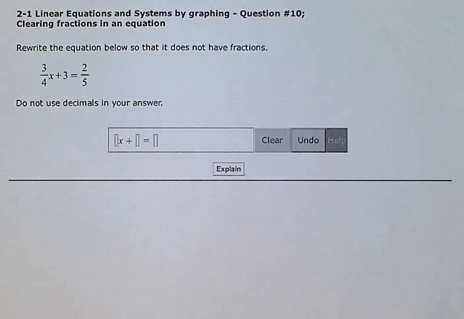Linear equations and systems by graphing, question number 10. Clearing fractions in an equation. Rewrite the equation below so that it does not have fractions. 3 over 4x plus 3 equals 2 over 5. Do not use decimals in your answers.